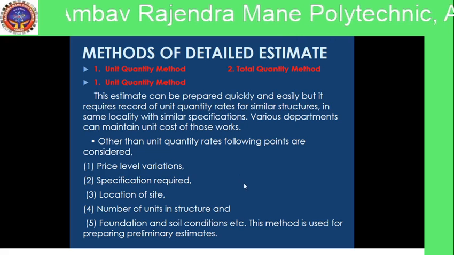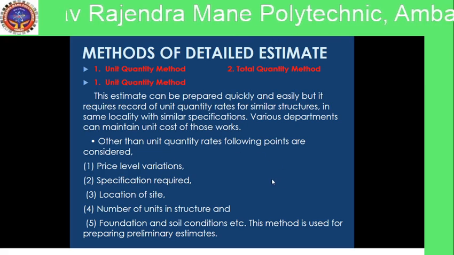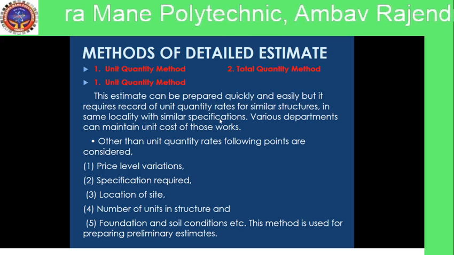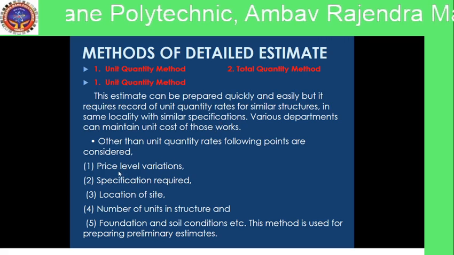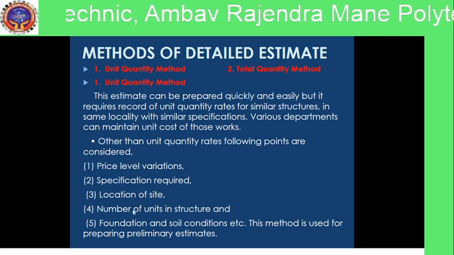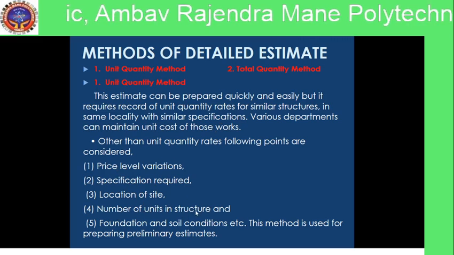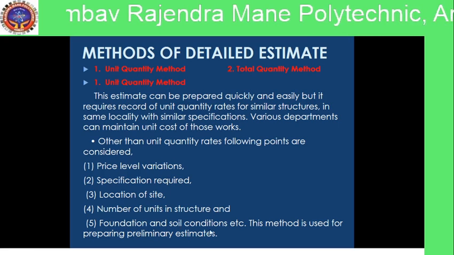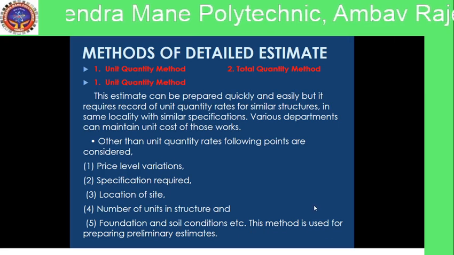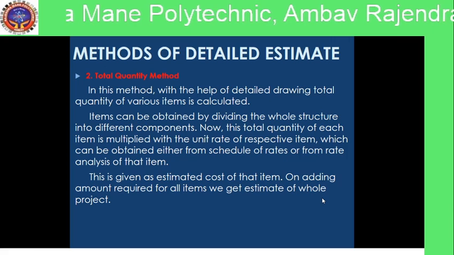Other than unit quantity rates, following points are considered during the unit quantity method: price level variation, specifications required, location of site, number of units in the structure, and foundation and soil conditions, etc. This method is used for preparing a preliminary estimates.